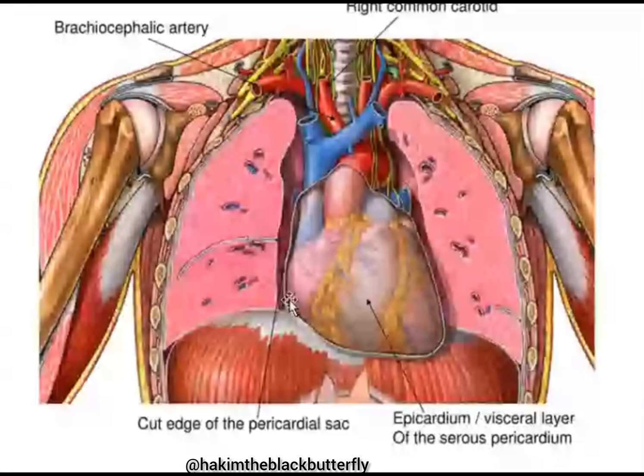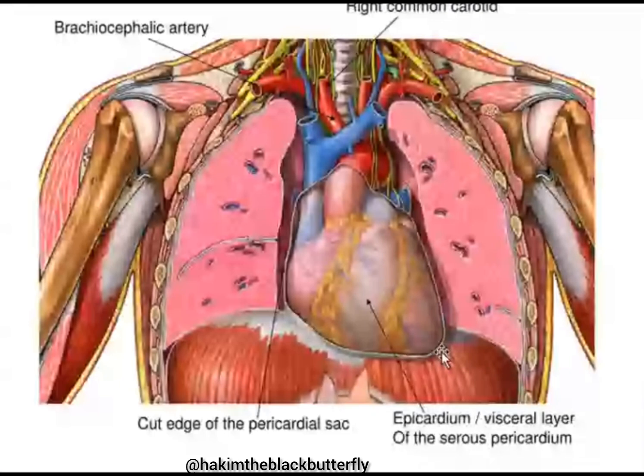The inferior border is here. It is formed by the right atrium on the extreme right, the right ventricle in between, and then the left ventricle. Most of it is formed by the right ventricle. Its left extremity is formed by the left ventricle, and its right extremity is formed by the right atrium.